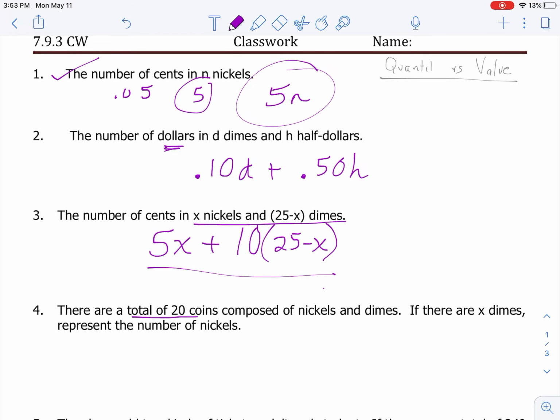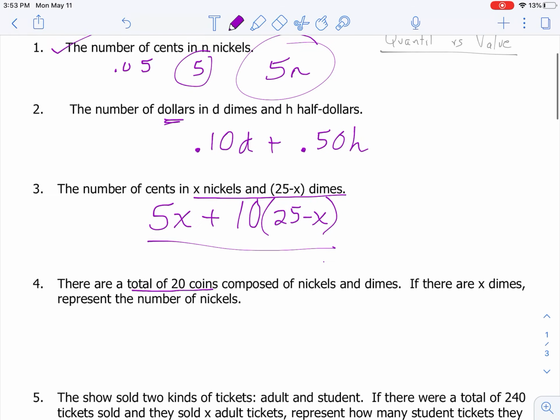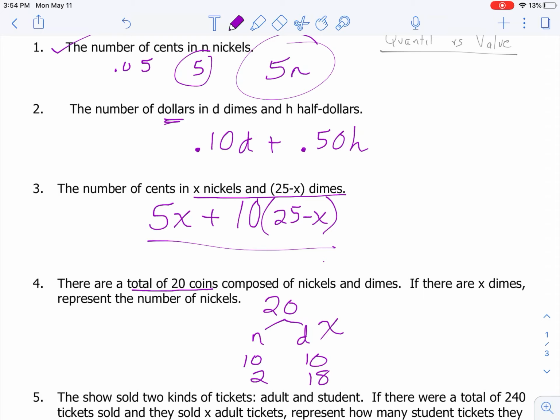Okay, so let's say there are a total of 20 coins, nickels and dimes. So here's 20 coins. I break those up into nickels and dimes. Maybe I have 10 of each. Maybe I have 2 nickels and 18 dimes. Maybe I have, let's see, they told me I have X dimes. So what if I have X dimes? Then how many nickels am I supposed to have? Well, what do you notice about each of these numbers? These pairings. They add up to 20. I know, because I told you there's a total of 20.